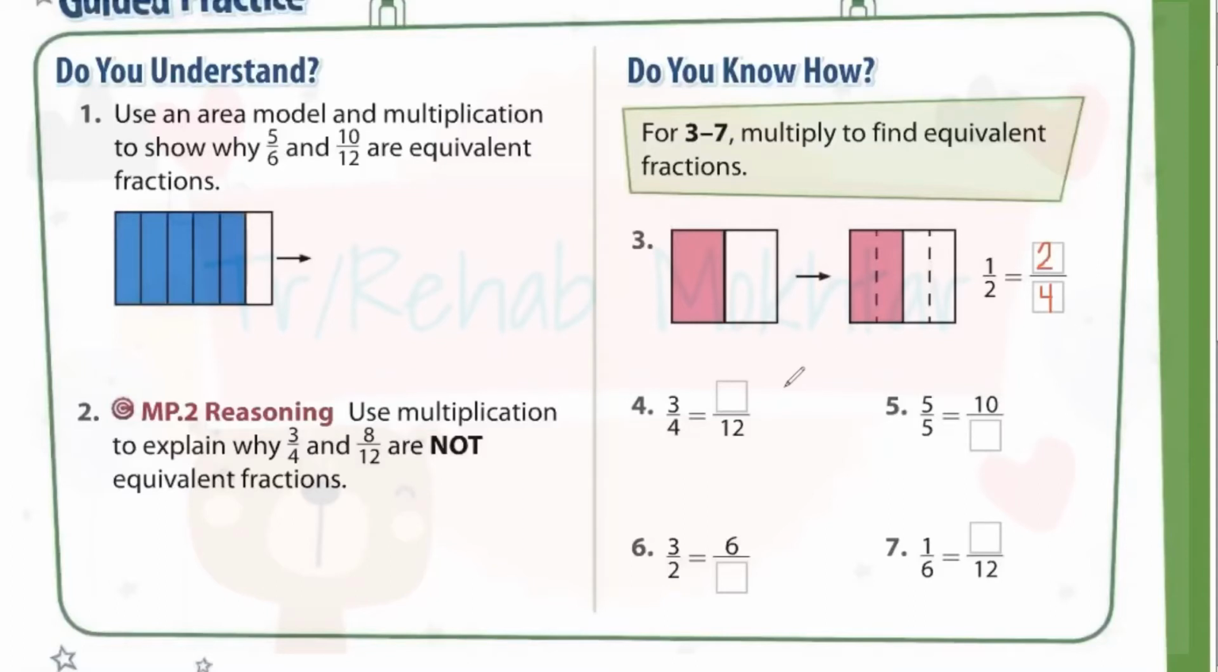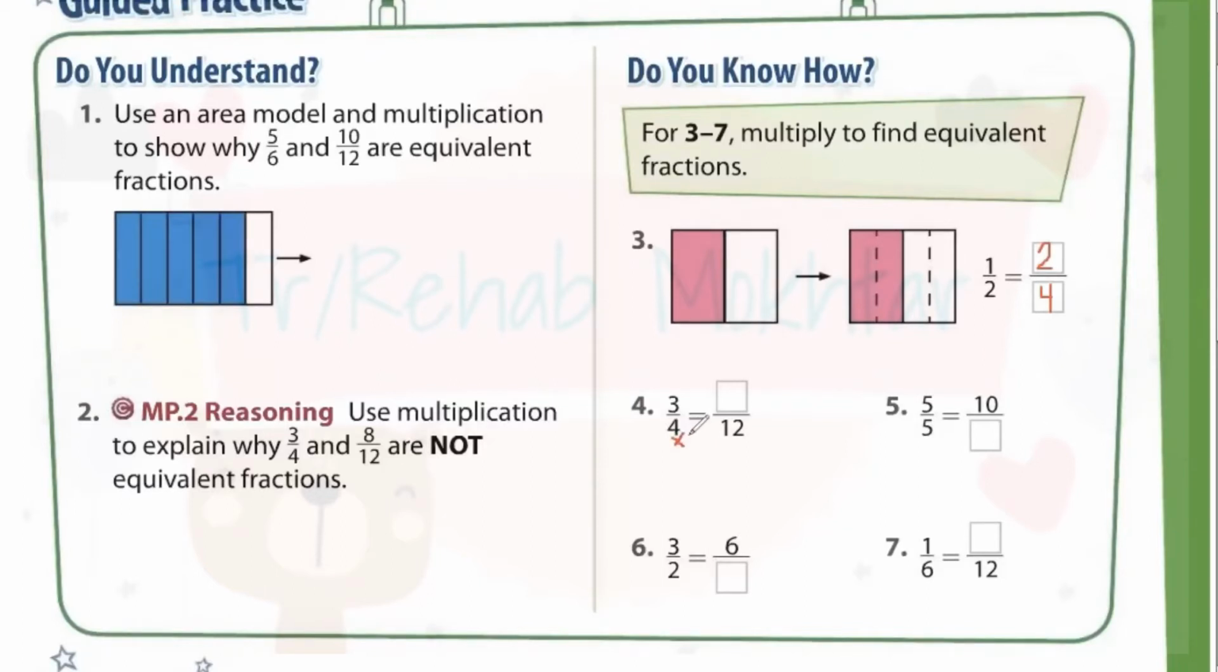How can I generate or find equivalent fractions without using shapes or models? Number 4, 3 out of 4 equals what out of 12? Here I will look at the known numbers in both of the fractions, 4 and 12. How can I make 4 into 12? By multiplying or by dividing. When we change a small number to make it a big number, I will multiply.